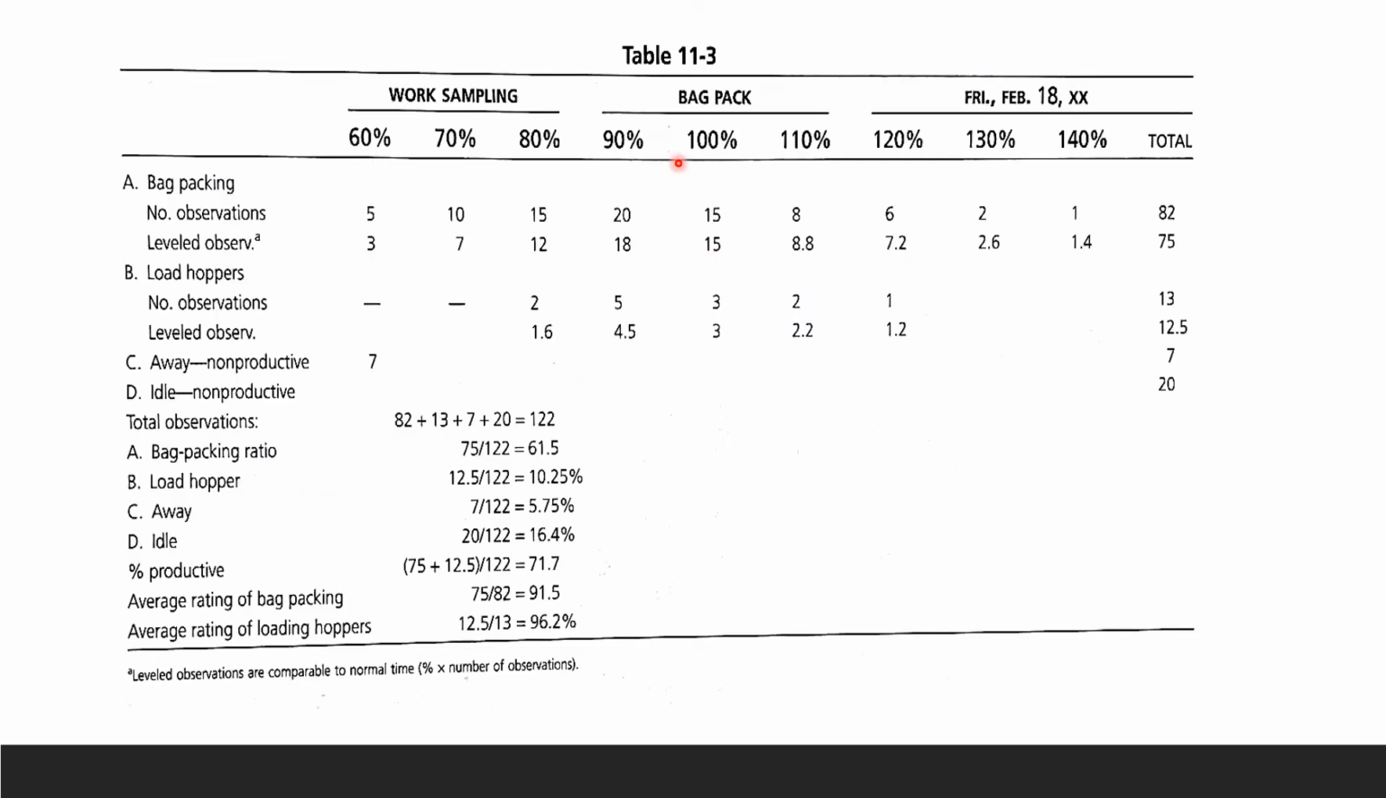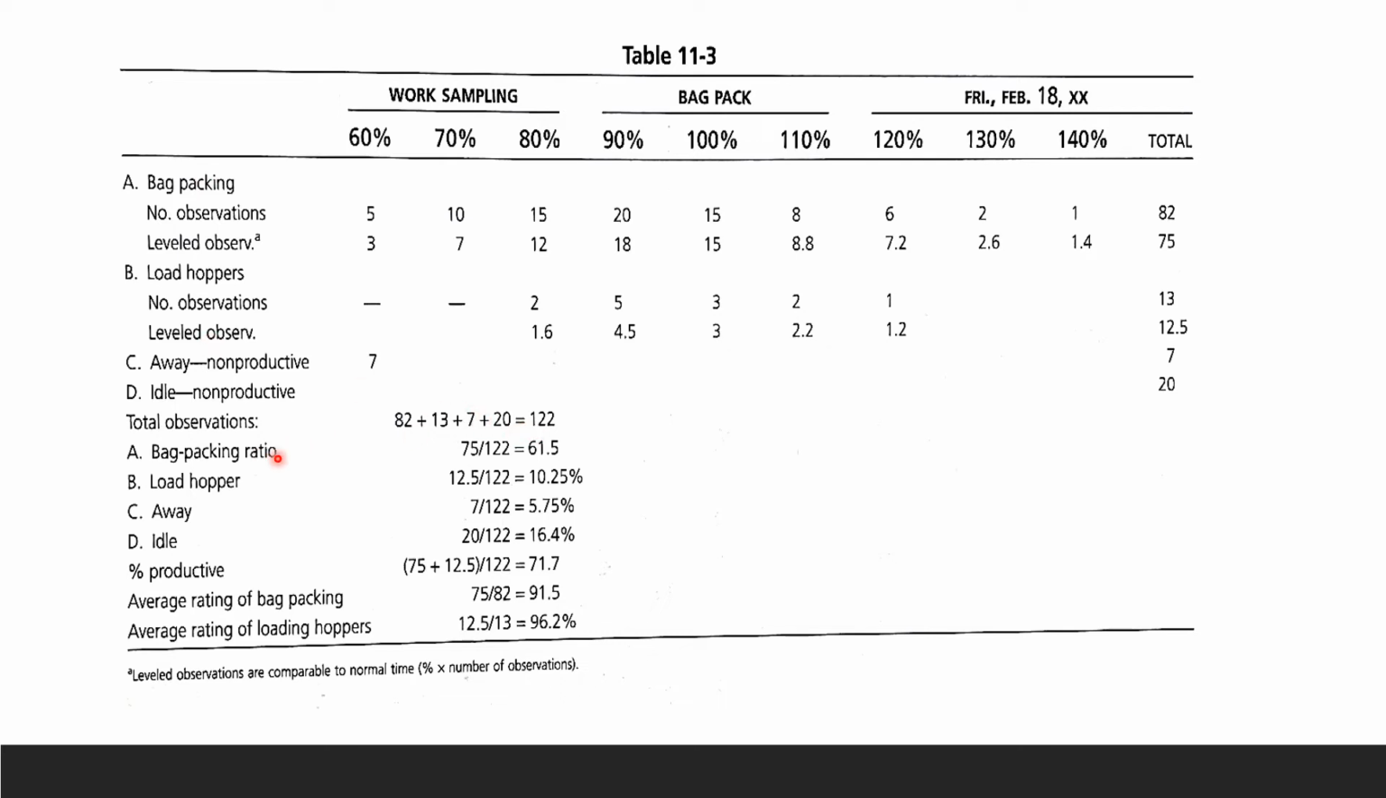So here we go, table 11.3. When you take a look at it, you're going to see the backpacking number of observations, that's your raw data. Leveled observation is where we adjusted by taking out some other allowances. Anyways, 82 raw data, and then 75 leveled. And then load hoppers, you have 13. When you level the observation, we get 12.5. And away is 7, and then your idle is 20. So therefore the total observations is your 82, your 13, your 7, and your 20 for your 4 work elements added up, and you get a total of 122.